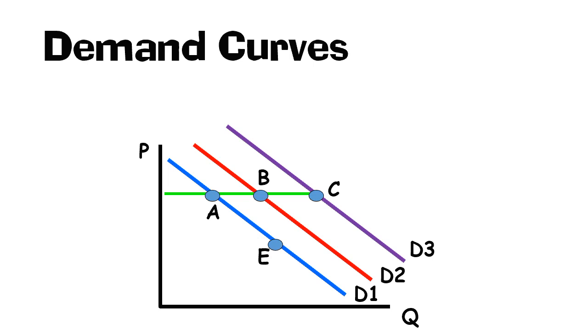So if this graph is for peanut butter, A to E means the price of peanut butter went down. If this is the graph for Southwest Airlines, A to E means that Southwest lowered their fares. A to B would mean United raises their fares, actually. A to E means that Southwest lowers its fares.